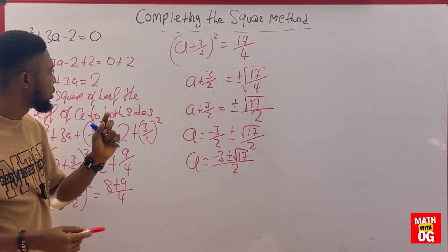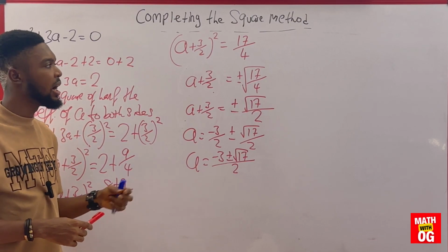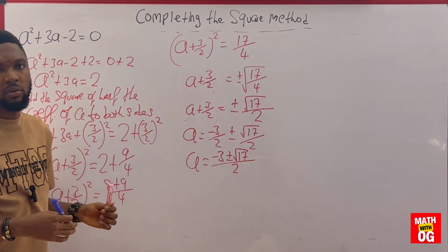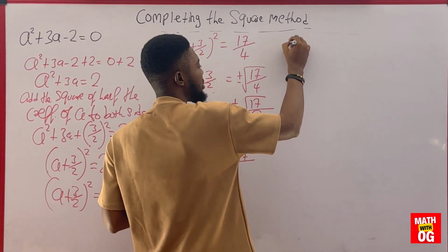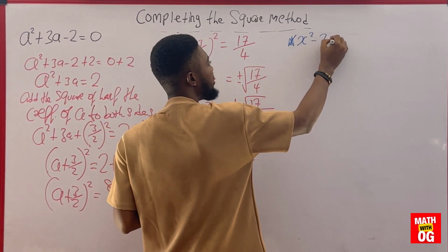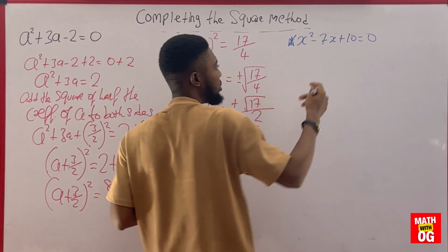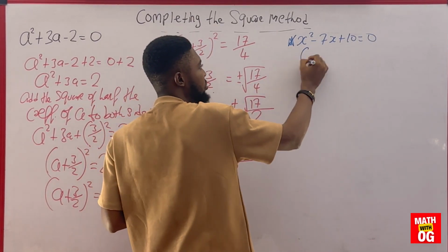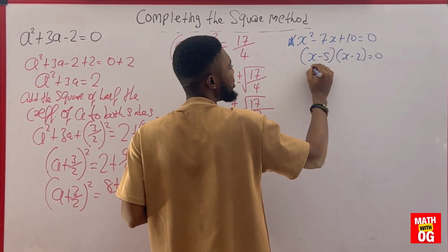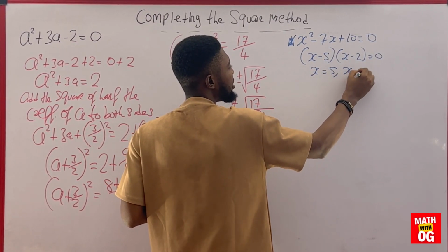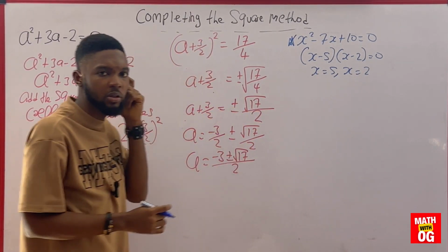Now let's take a look at a question that we know we can factorize, and let's check if the completing the square method will give us exactly the same answer. For example, you come across a question like this: x squared minus 7x plus 10 is equal to 0. I'm well aware that if I factorize, this will give me (x minus 5)(x minus 2) is equal to 0. So x will be equal to 5 or x will be equal to 2. So these are the two possible answers.